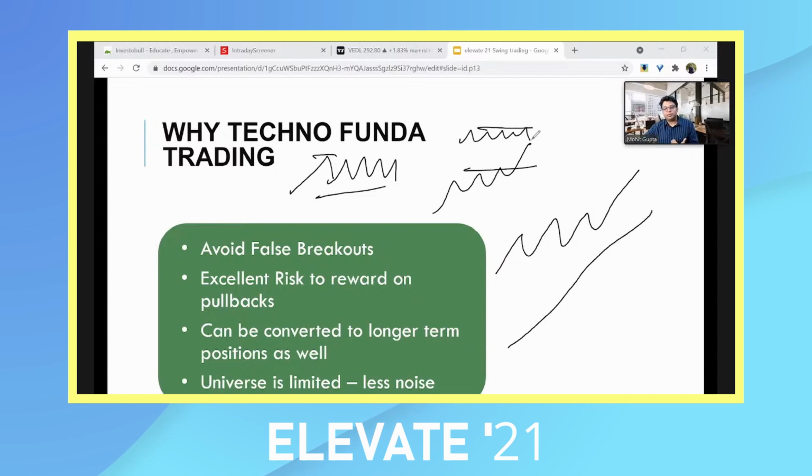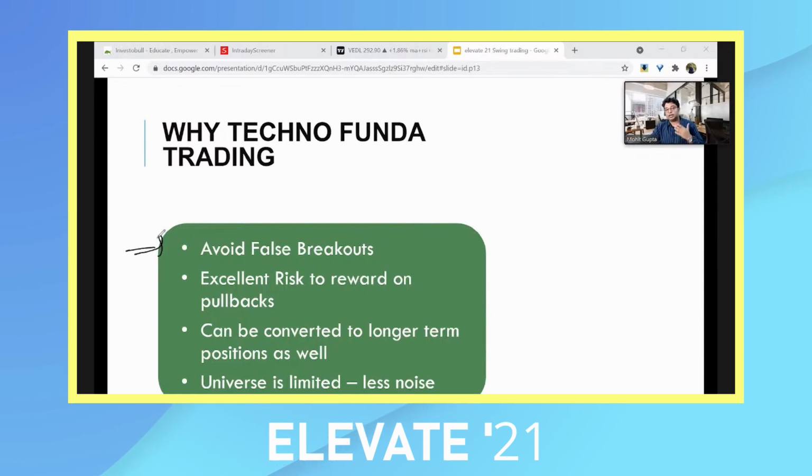Plus, after a consolidation period, if some breakout happens, that has a higher chance of succeeding. So to avoid false breakouts, Technofunda trading is a very useful strategy. Excellent risk to reward on pullbacks. Now there are two ways to execute any trading strategy. One is breakout and one is pullback. These are the two major ways to execute any trading strategy.